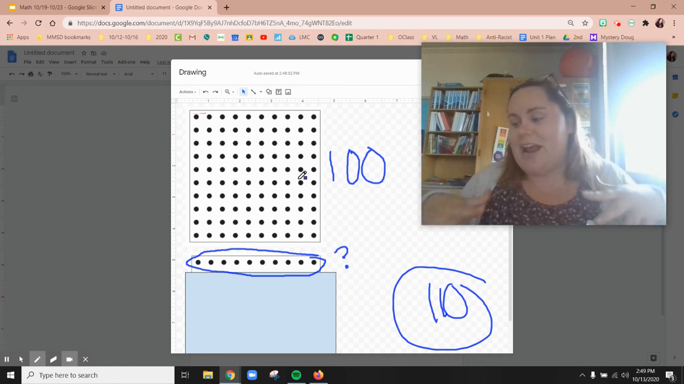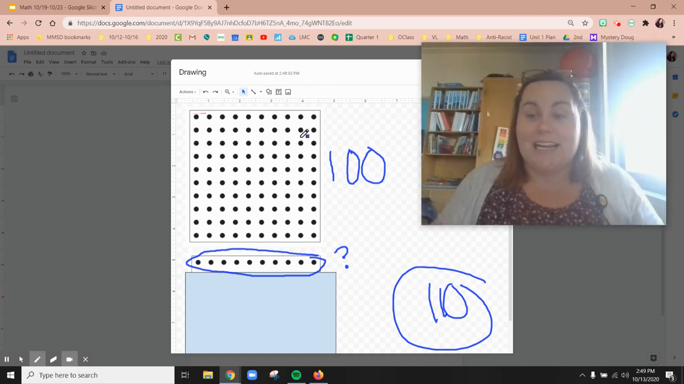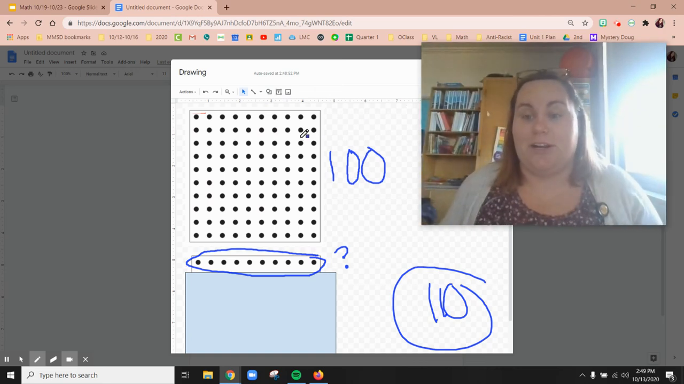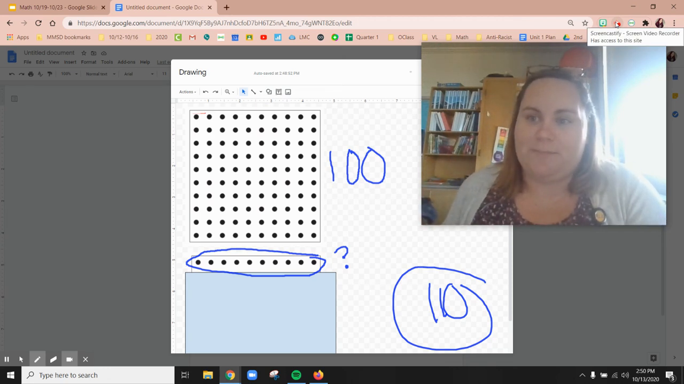So we can use an array like this to kind of help us think about big numbers and work on counting and putting numbers together to get those bigger numbers. We're getting more familiar with different types of math and how we can use our brain to solve problems. Way to go.